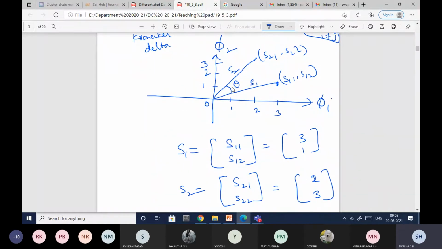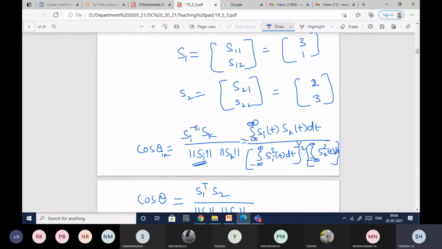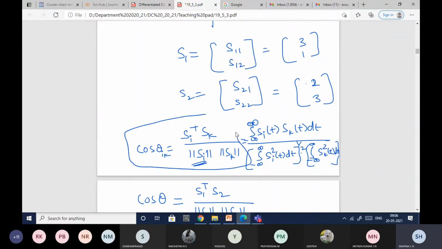Here theta is nothing but the angle between the S1 vector and the S2 vector. So I will try to find the angle between them. From the previous equation, we know this is the formula. And we also know Si transpose Sk can be represented by multiplying Si of t and Sk of t and integrating from 0 to T, or from minus infinity to plus infinity. Here I have extended its axis. Then in the denominator, the length of Si is the energy of Si of t and the energy of Sk of t, whole power half. This I have taken from the first equation.